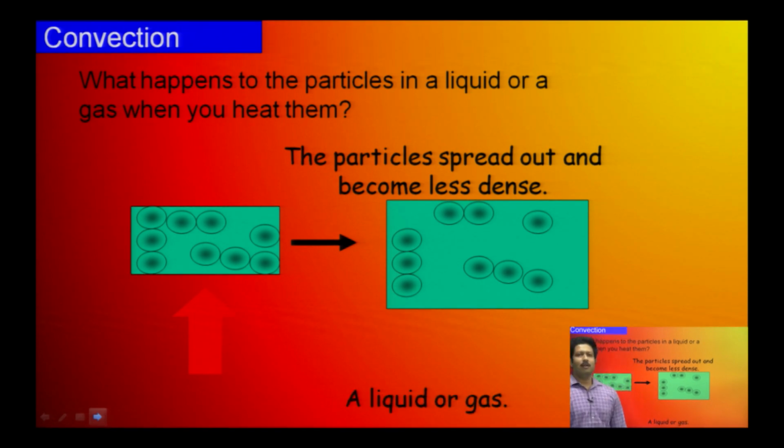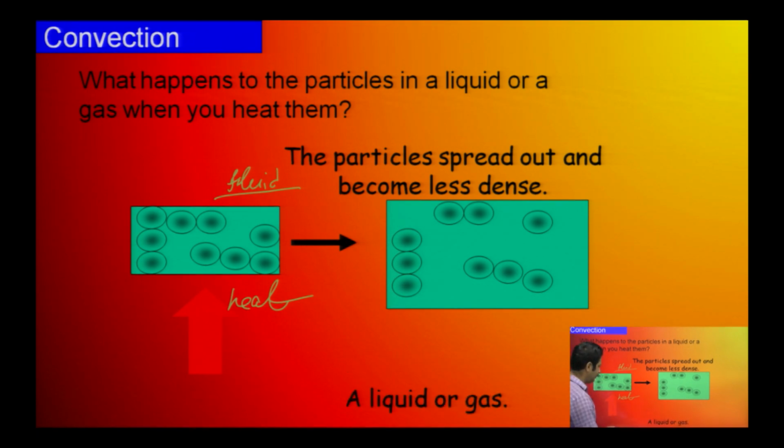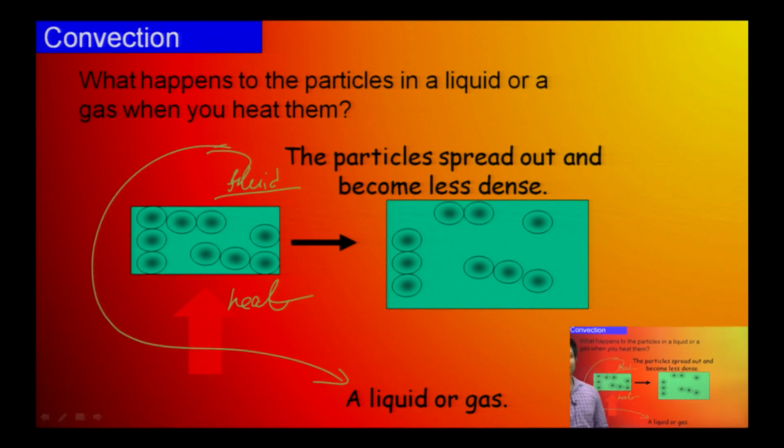So this is the basis of convection, because convection is the heat transfer between a solid and a liquid, a solid and a gas, or gas to gas, liquid to liquid. So it requires fluid, it requires heat. What is a fluid? This fluid could be a liquid or a gas.